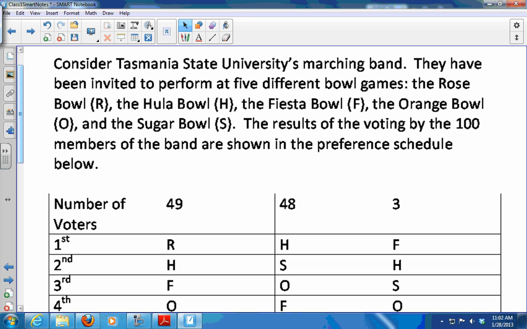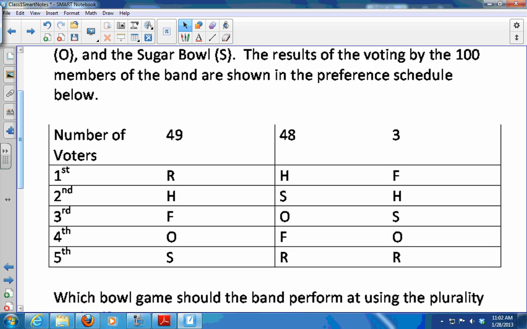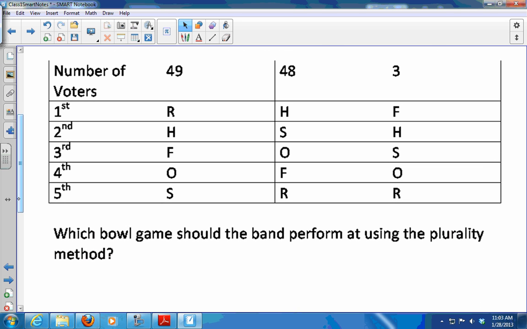So let's look at this example. We have Tasmania State University's marching band. They have been invited to perform at 5 different bowl games: the Rose Bowl, the Hula Bowl, the Fiesta Bowl, the Orange Bowl, and the Sugar Bowl. And the results of the voting by the 100 members of the band are in this preference schedule. So 49 people voted Rose Bowl first, Hula Bowl second, Fiesta Bowl, Orange Bowl, Sugar Bowl. 48 people voted Hula, Sugar, Orange, Fiesta, Rose, and 3 people voted Fiesta, Hula, Sugar, Orange, Rose.